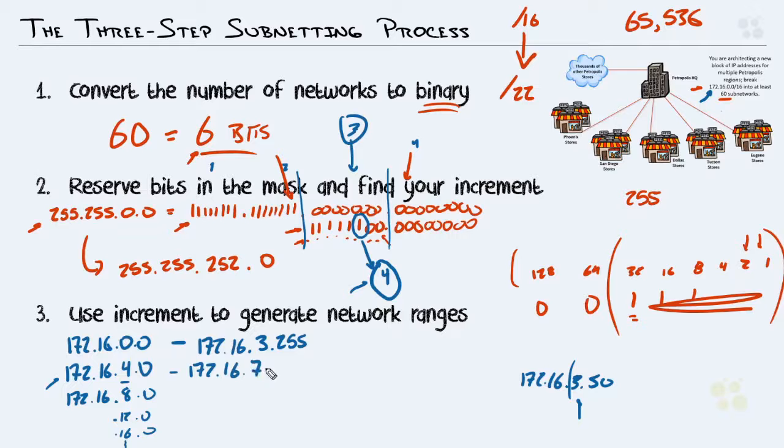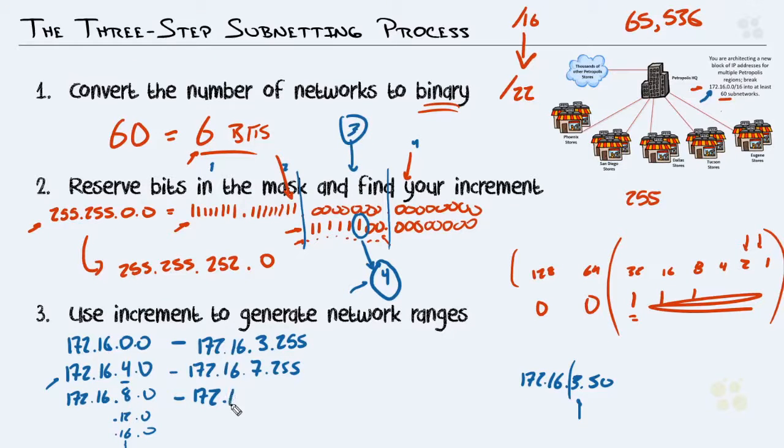Tricky. Through 7.255. Are you following? I'm telling you, once you've got that, you've got it. I mean, that's the only difference between Class C and Class B, is that little trick right there. This goes through 11.255. This goes through 15.250. You get the idea, right? You just keep going down and down and down. And these are your ranges.